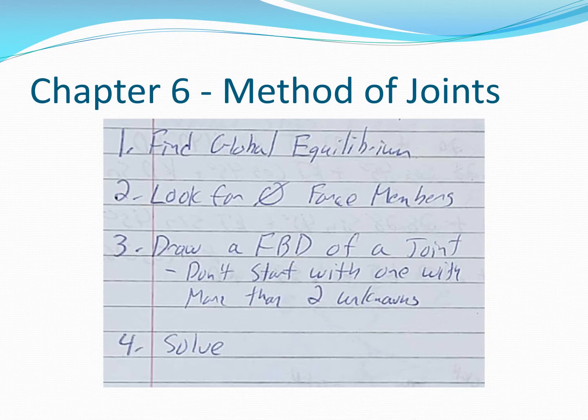Then you look for any zero force members. Then you draw a free body diagram. You pick a joint to start with. Remember, you can't have more than two unknowns because it's now particle or point equilibrium. So all you have is the sum of the forces in the x direction, the sum of the forces in the y direction, and you solve. And you continue to solve until you have all the unknown members.